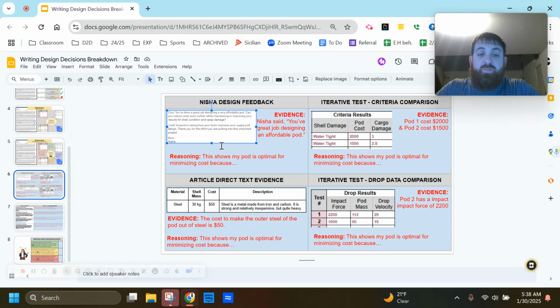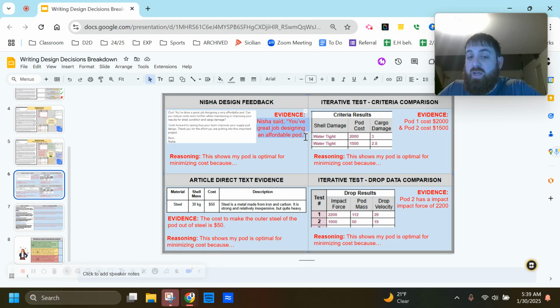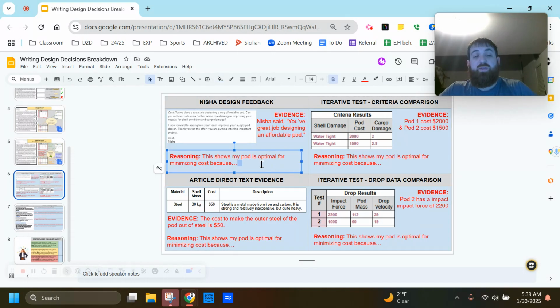This example says, you've done a great job designing a very affordable pod. So right off the bat, Nisha is praising us as the mechanical engineer for having great cost for our pod. So the evidence that I could use is Nisha said that you're doing a great job designing an affordable pod. And this is where I would write my reasoning section saying, this shows my pod is optimal for minimizing costs, focusing on this idea that she's a mechanical engineer.